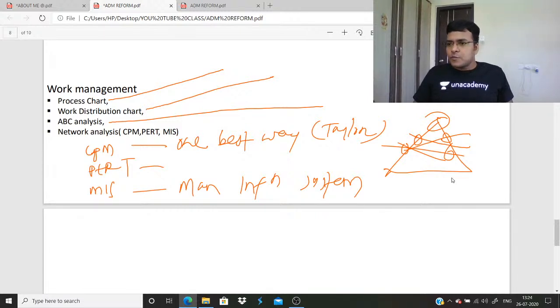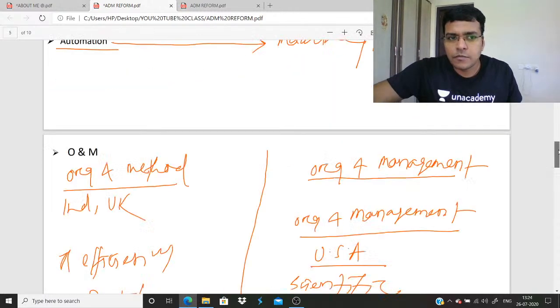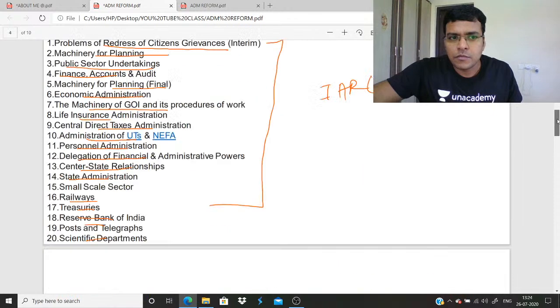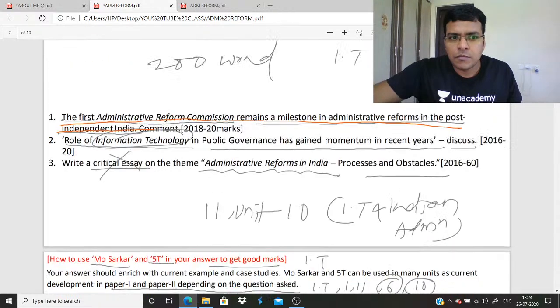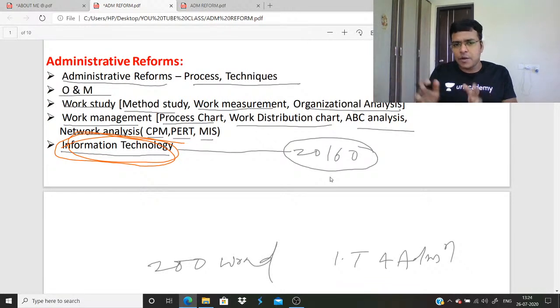Okay, so this is not for today. We will discuss the role of IT and administration. It will be a long question, so it needs proper time. In another class, we will discuss the concept of IT and administration. Information technology I will take in another class because it is a certain question, 20 or 60 marks. So we will discuss it in detail.